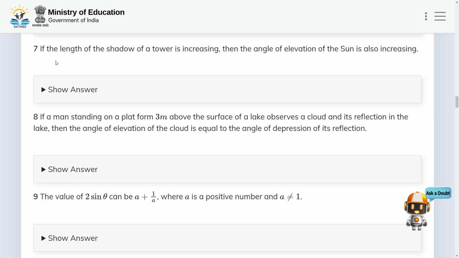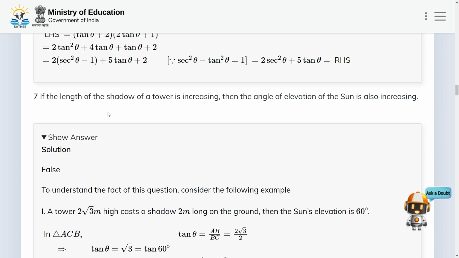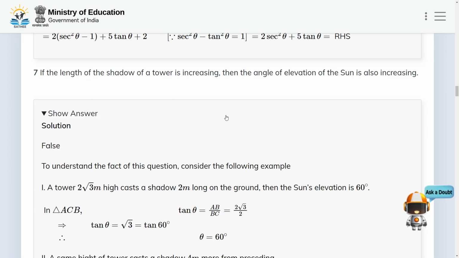In this question: if the length of the shadow of a tower is increasing, then the angle of elevation of the sun is also increasing. Let us see how to solve this problem. Basically, we have been given this statement and we have to check whether the statement is true or false.